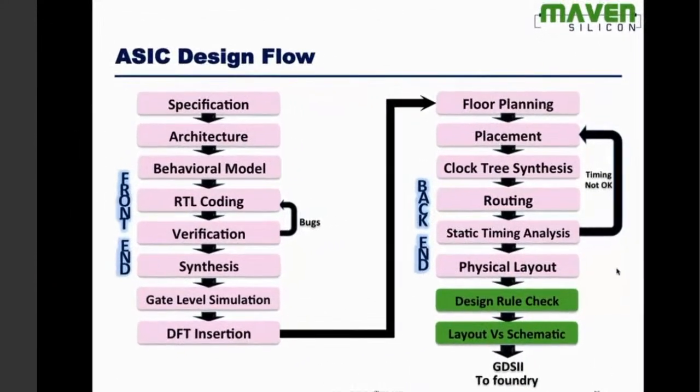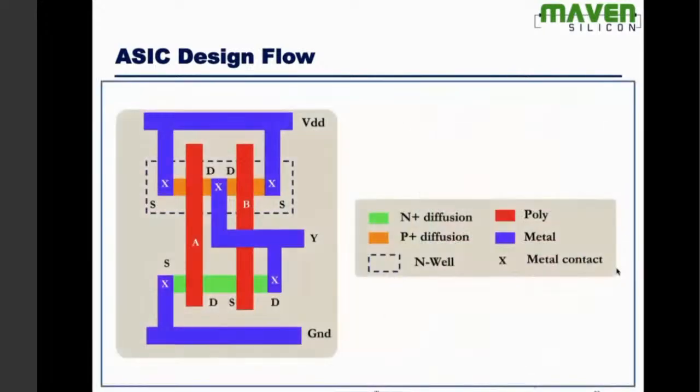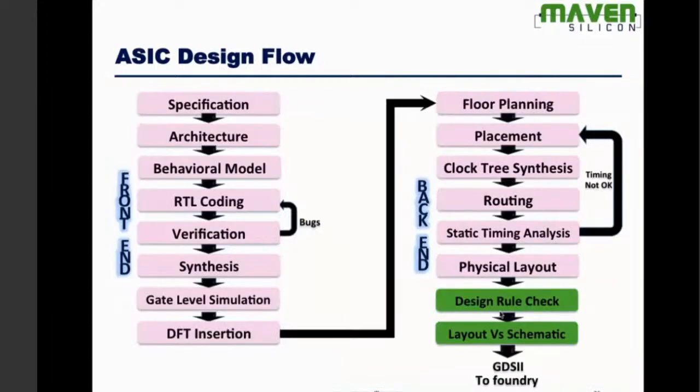Now it's time for us to create the physical layout. So this is how we try to realize the actual implementation on the silicon. So this is how we create the layout. We call this a stick diagram. And after creating the actual layout, we go for physical verification. There are two things we do. One is design rule check. The other one is LVS, layout versus schematic verification.